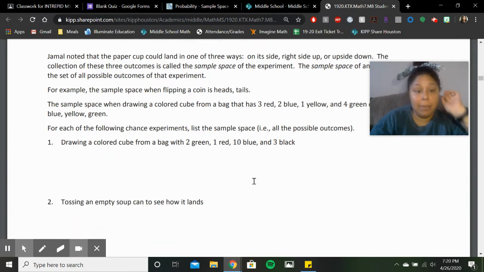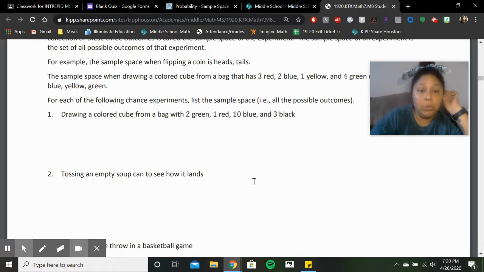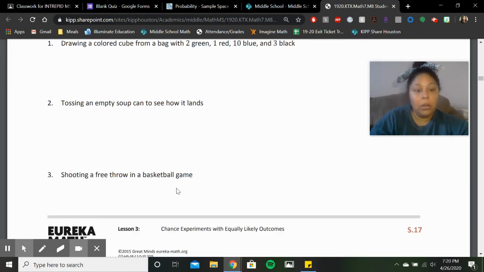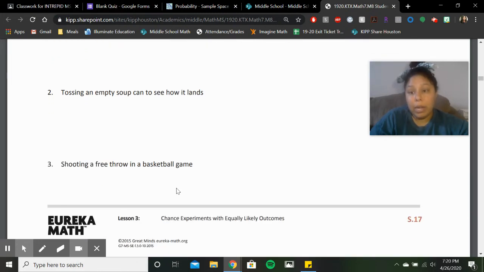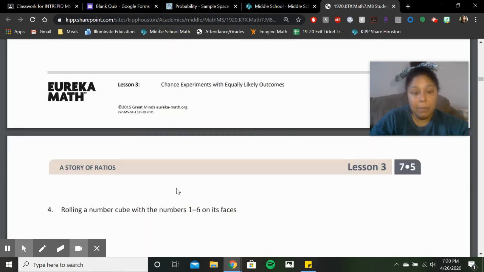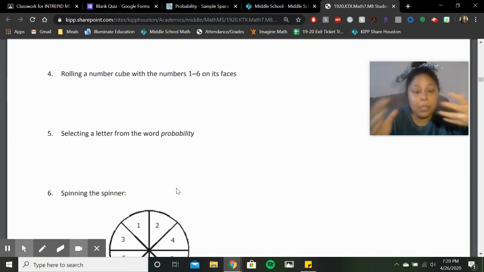Looking at these examples here, drawing a colored cube from a bag with 2 green, 1 red, 10 blue, and 3 black. Our options here are green, red, blue, and black. At any point, you do not need to write 2 green, 1 red. I don't need the numbers. I need the options. So red, green, blue, black. The only time that you will write numbers when you're talking about sample space is when the options are numbers.